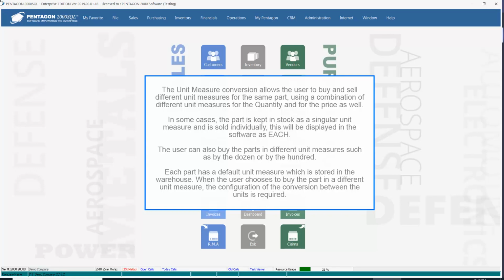The user can also buy the parts in different unit measures such as by the dozen or by the hundred. Each part has a default unit measure which is stored in the warehouse. When the user chooses to buy the part in a different unit measure, the configuration of the conversion between the units is required.